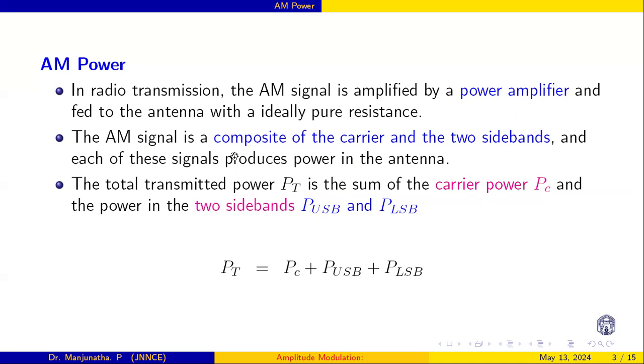And this amplitude modulated signal consists of carrier power and two sideband tones. The two sidebands are the upper sideband and the lower sideband. That total power PT is the sum of the carrier power plus the upper sideband and lower sideband powers.